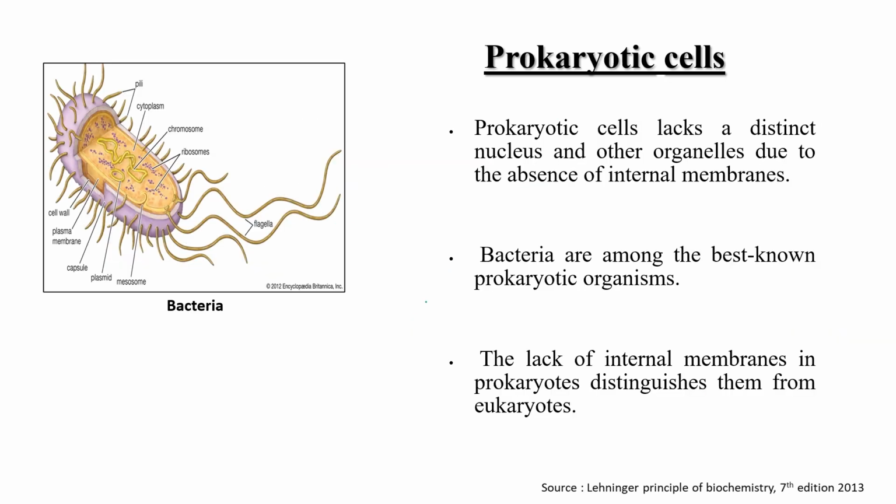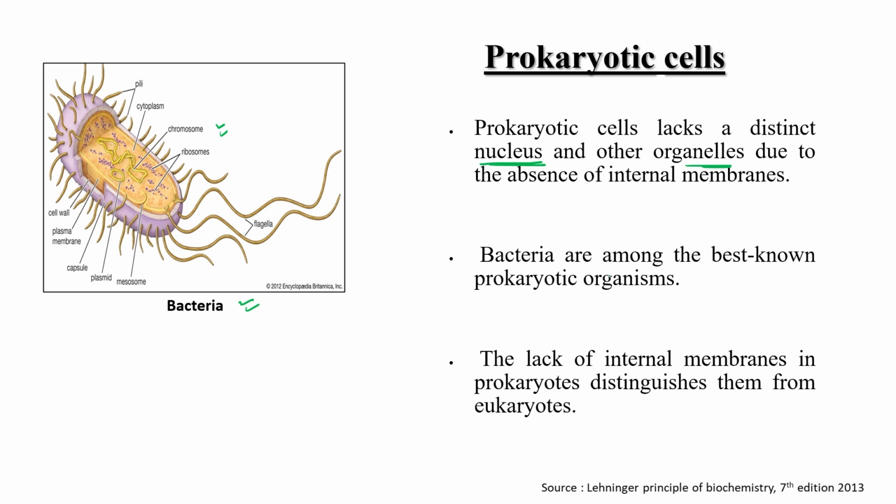Now let's discuss the first type of cell, that is prokaryotic cells, and all types of bacteria come under this category. As you know, the prokaryotic cell doesn't have a nucleus, only chromosomes. Okay, chromosomes or DNA in a very coiled way, without any membranous organelle, just suspended in the cytoplasm, right? So prokaryotic cells lack a distinct nucleus and other organelles as well. Why? Because of the absence of internal membranes. They don't have any membrane bound organelles.